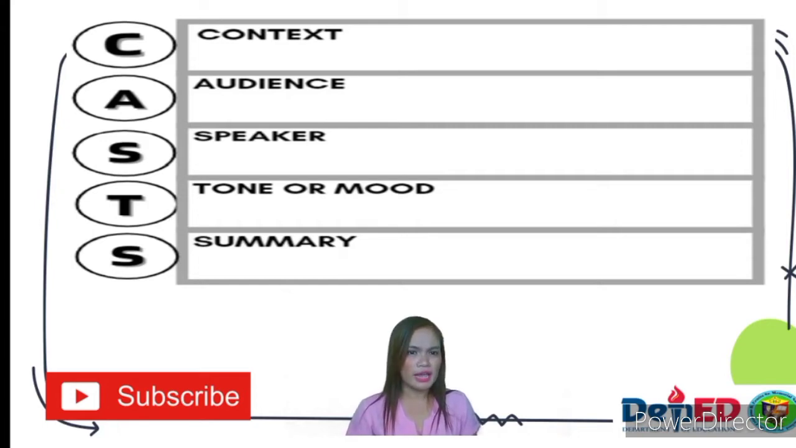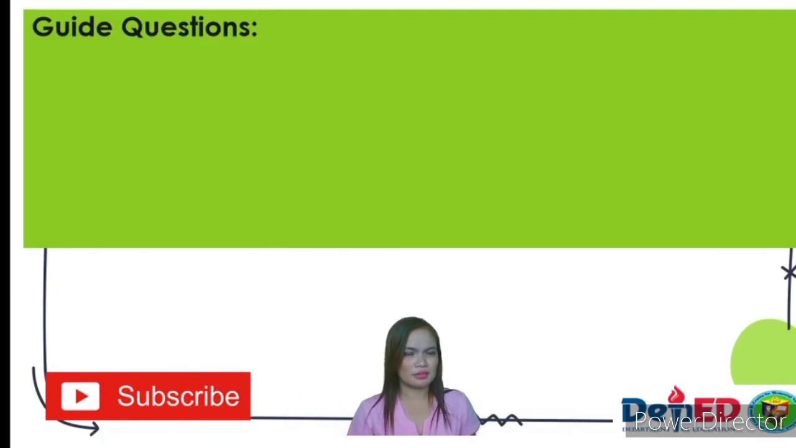And under A, you are talking about the audience. And for S, you're going to talk about the speaker. And T for the tone or mood. And S for your summary.